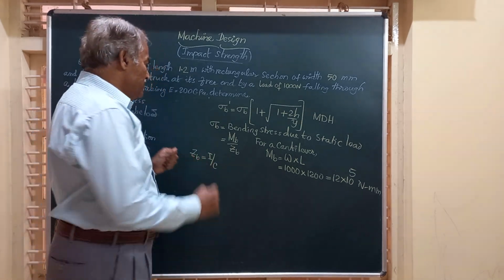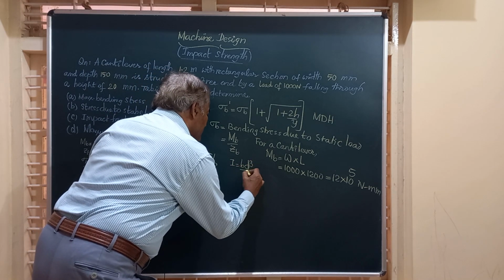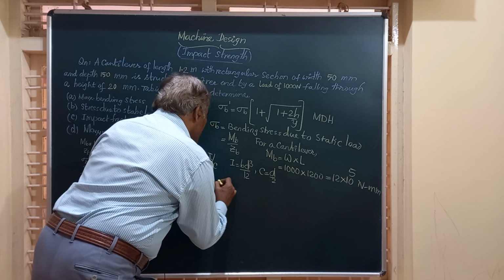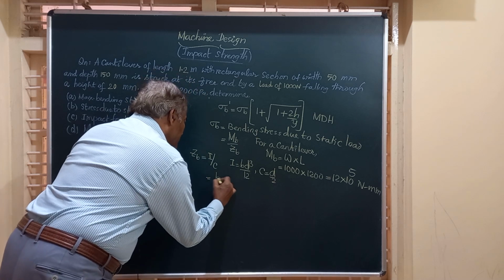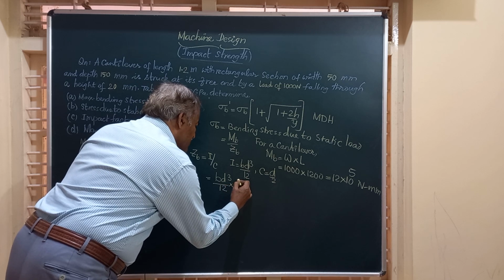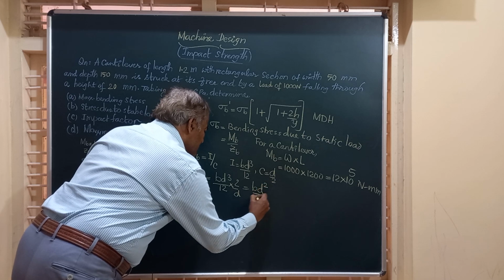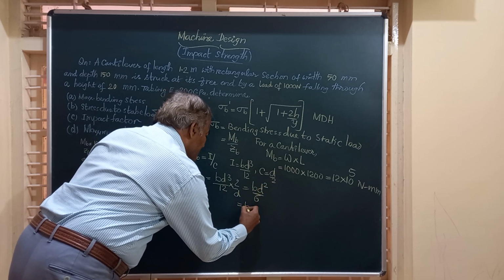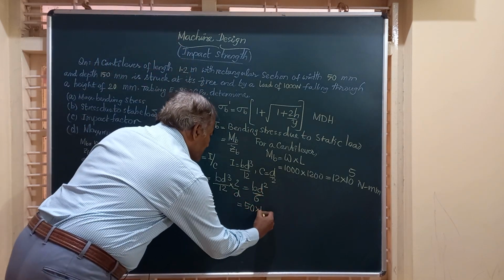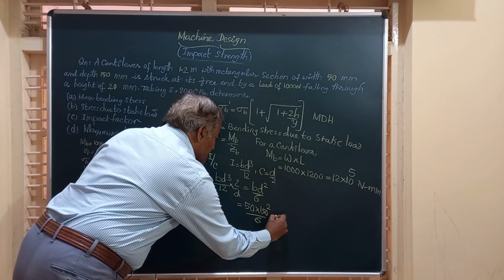For a rectangular beam, I is equal to b d cubed by 12, and c is equal to depth by 2. So if you simplify this, friends, you get b d cubed by 12 divided by d by 2, or 2 by d. That works out to be b d squared by 6. We have the value of b, which is 50, depth is equal to 150. Substituting, 50 times 150 squared divided by 6, you will be able to arrive at this value.